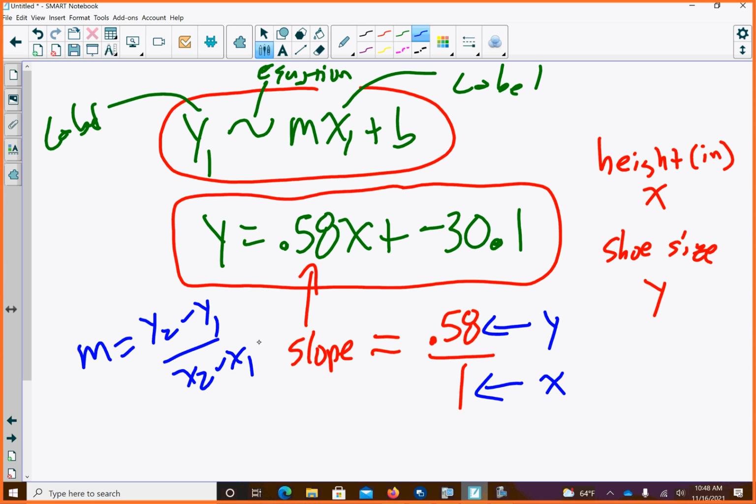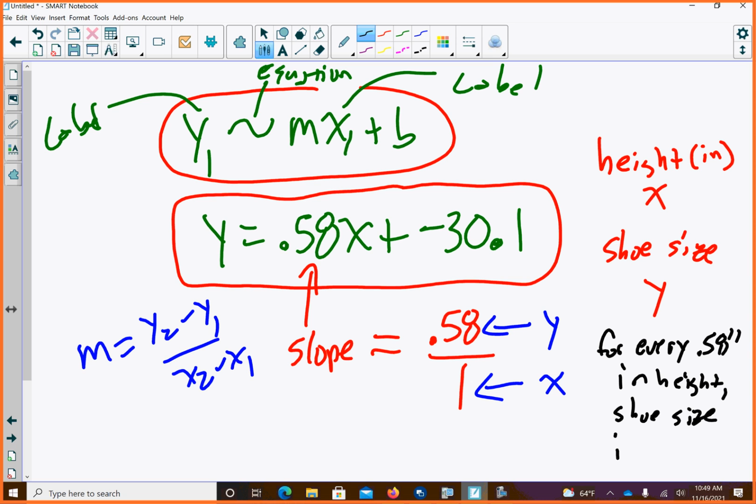Okay. So what this means, and this is not official because we only have a couple pieces of data, but our slope in the context of this problem is: for every 0.5 inches in height, the shoe size increases by 1.